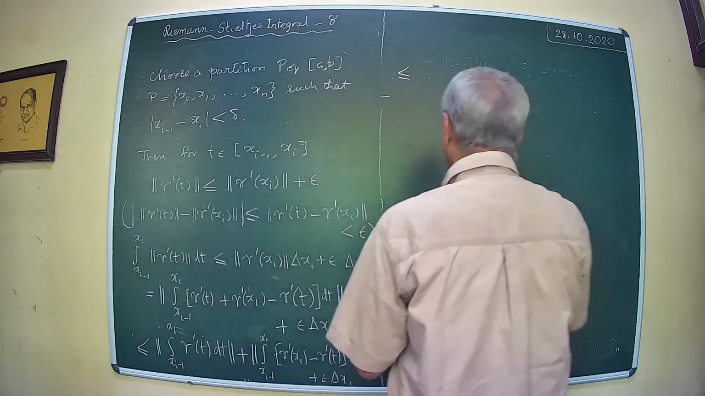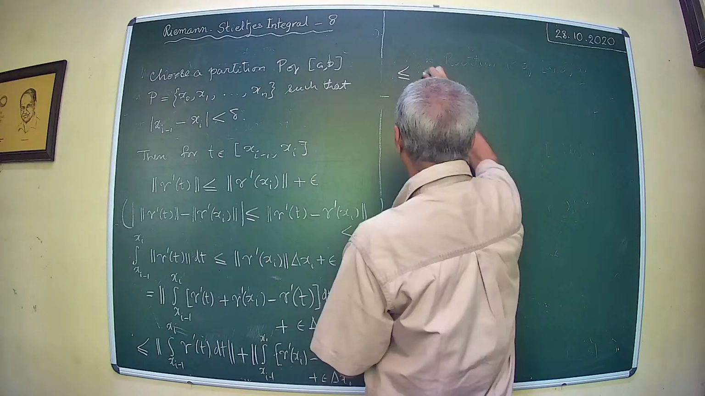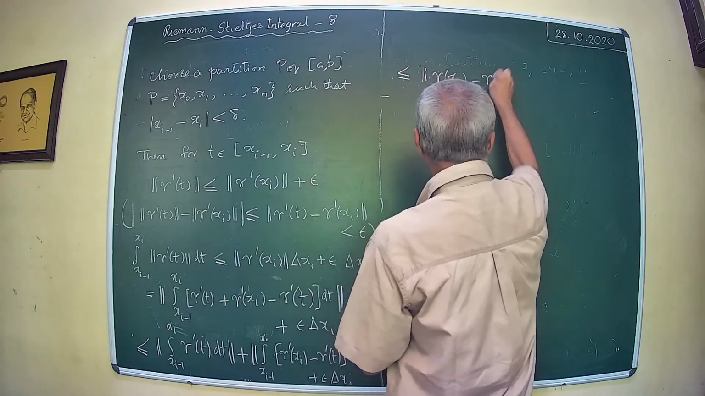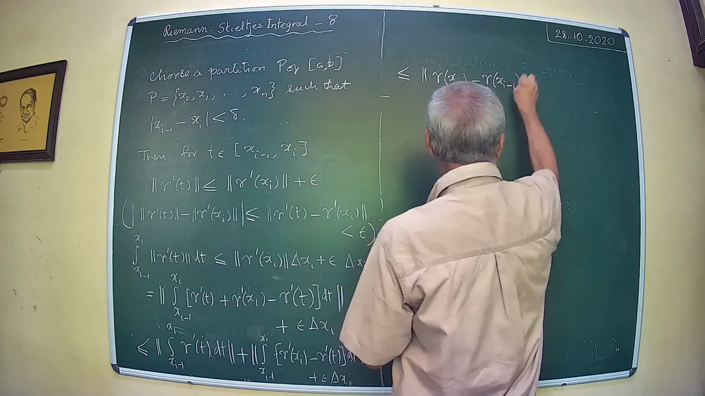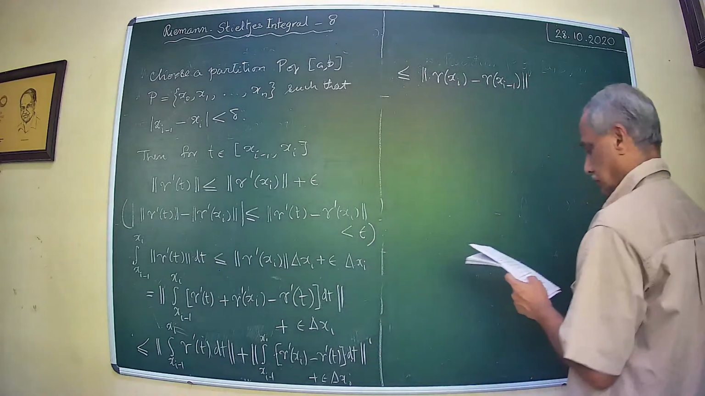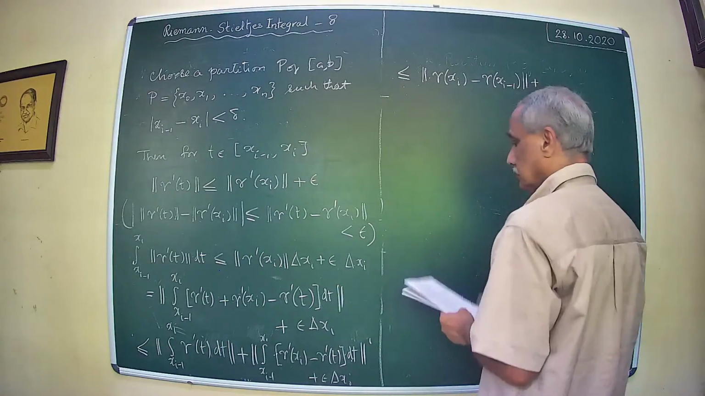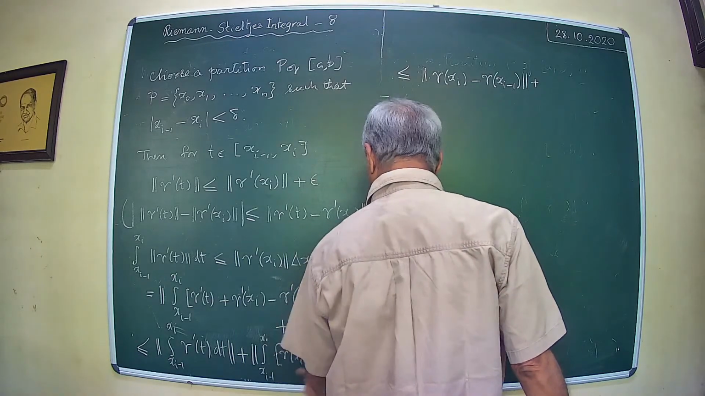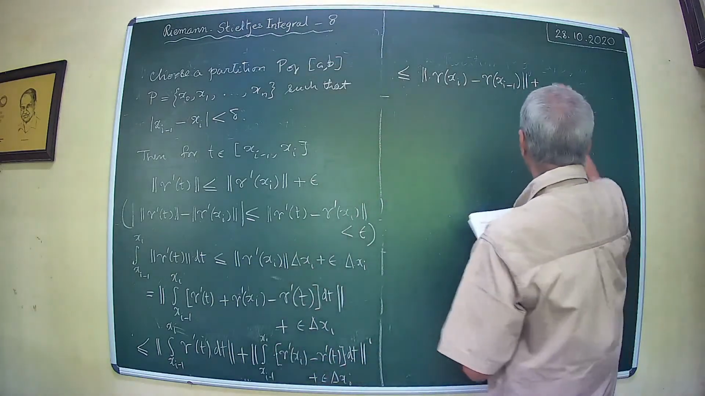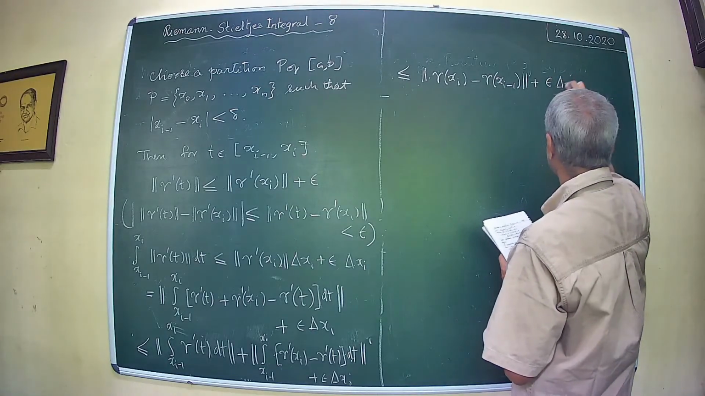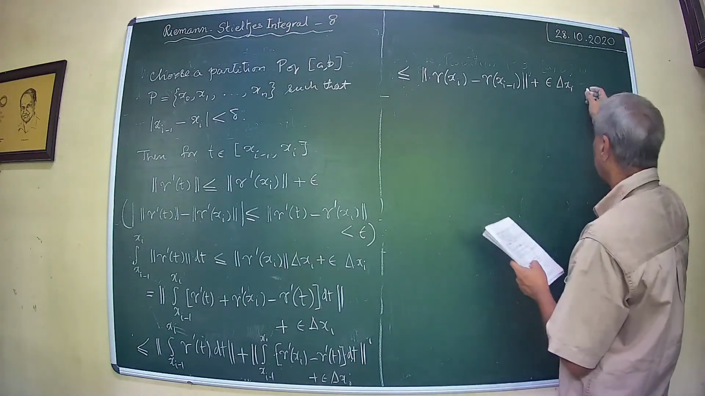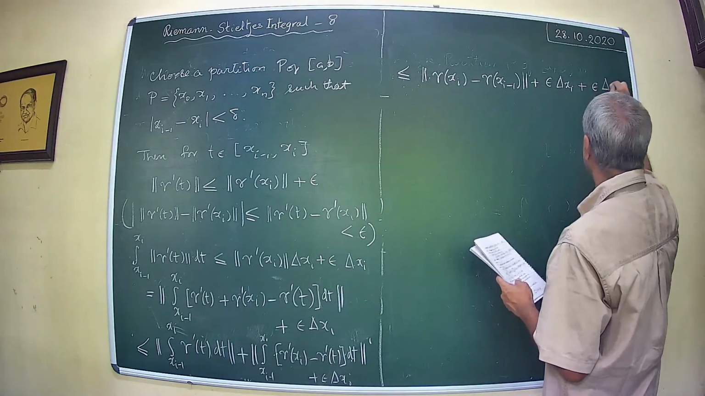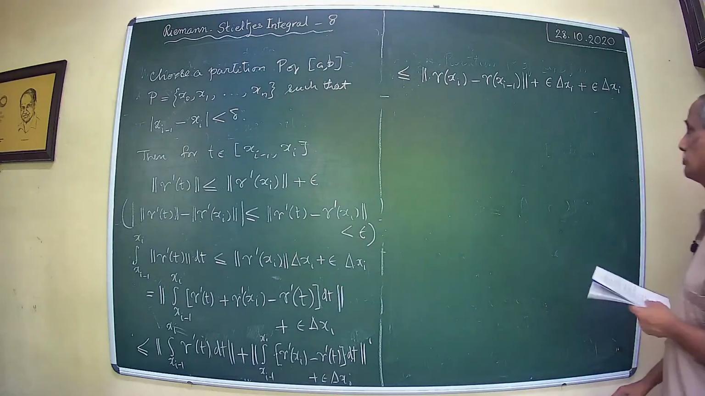So you get here actually the norm of gamma xi minus gamma xi minus 1, and this part is less than epsilon. So if you integrate this, you get epsilon times delta xi, plus the one that is already there. This is what you get.